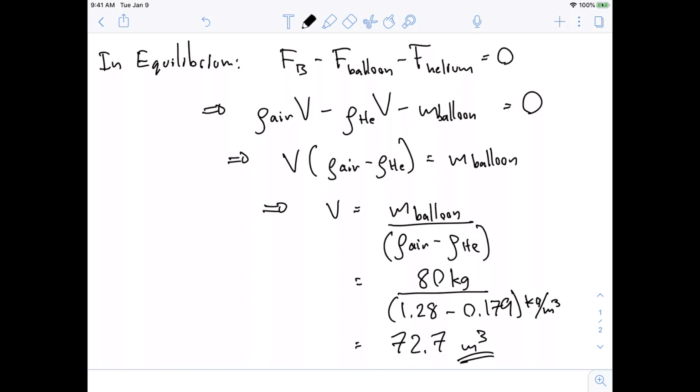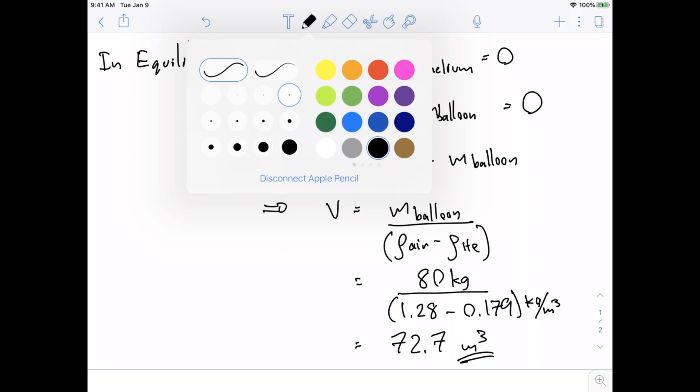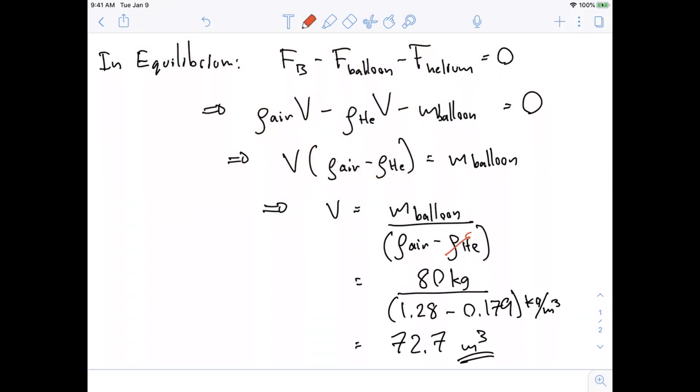And I guess the thing to look back on is if the balloon wasn't filled with helium, we could just set this to 0, and we'd get our equation m balloon over rho air. And this is the kind of equation we would normally get if we weren't accounting for the mass of the helium. So, everything makes sense if we set the mass of the helium to 0.